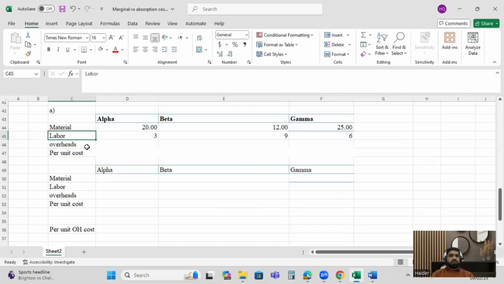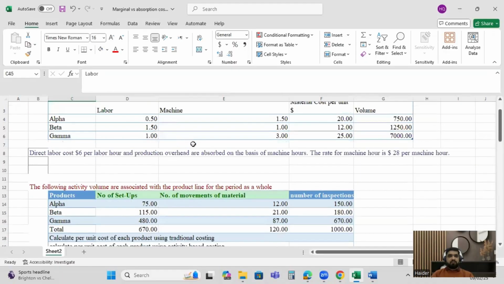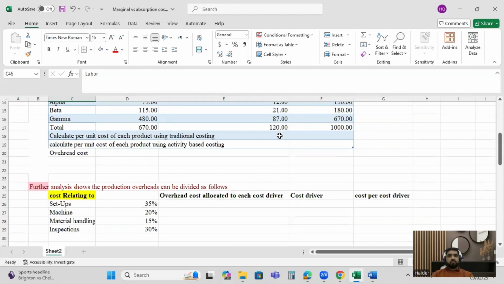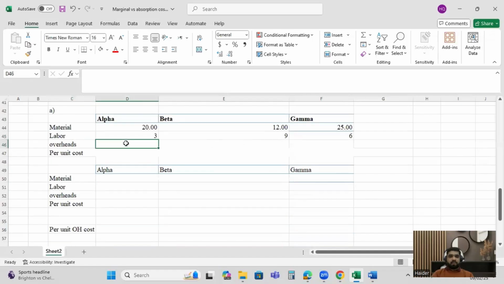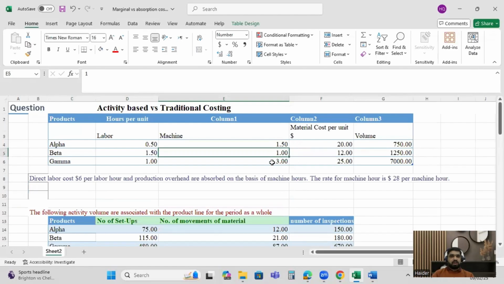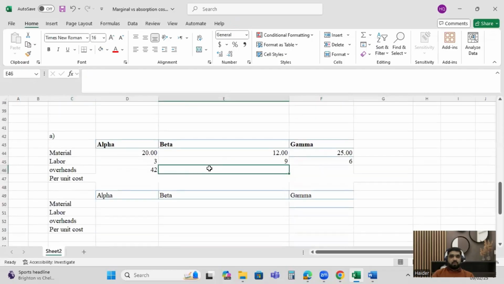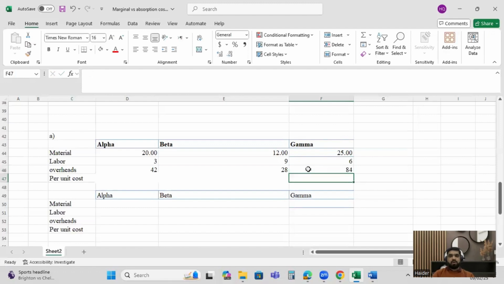We are left with only one component of cost, which is overhead. Traditionally, the question states that production overheads are absorbed on the basis of machine hours. The number of machine hours are 1.5, 1, and 3 for each product. So the overhead is 1.5 machine hours times $28 each, that's $42. For product beta, 1 machine hour times $28 per machine hour. And for product gamma, 3 machine hours are required at $28 per machine hour, so $84.